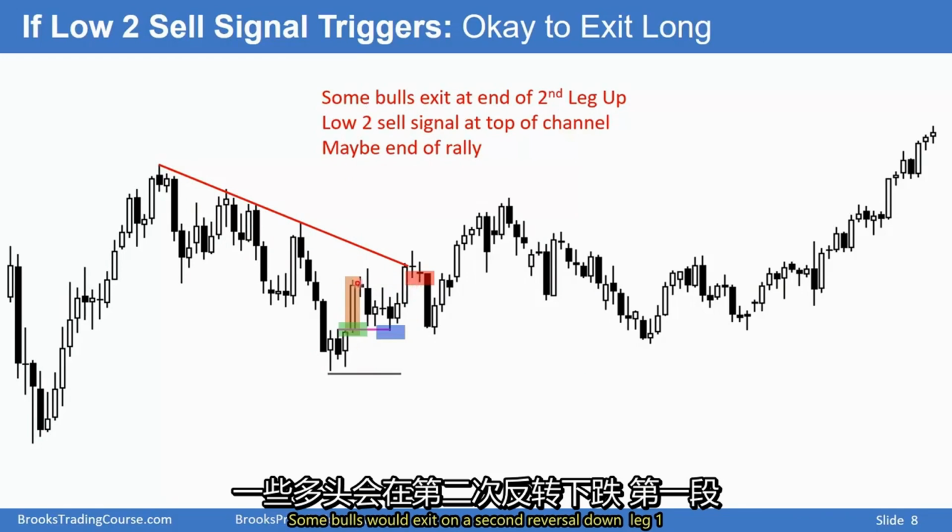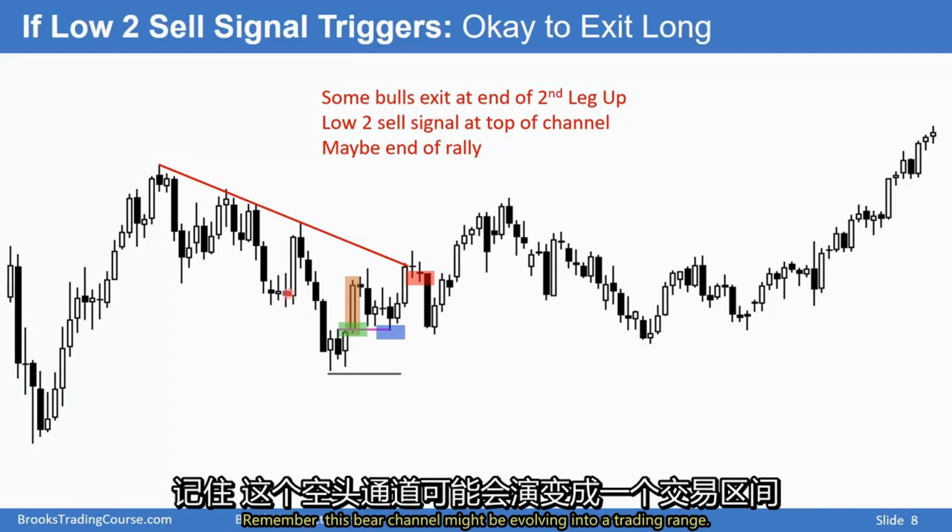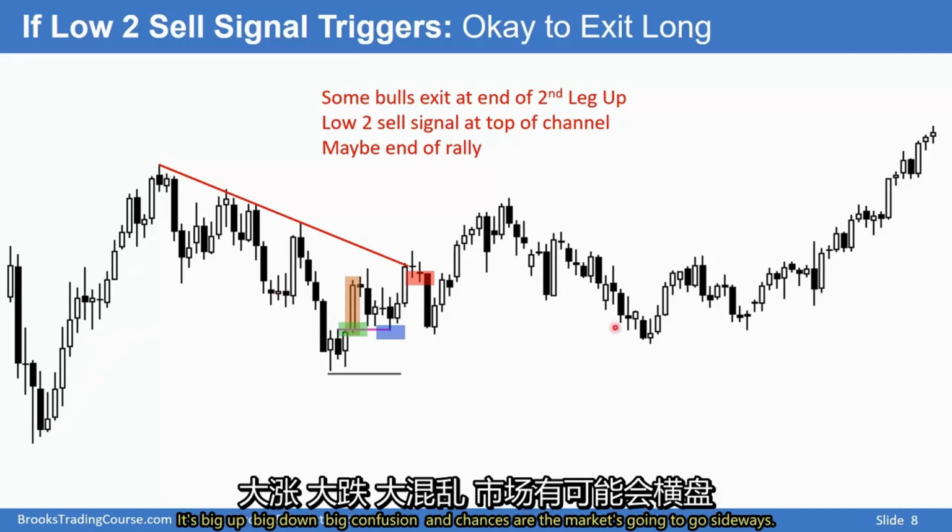Some bulls would exit on a second reversal down, leg 1, leg 2, betting that maybe we'll be in a trading range instead of a bull trend. Remember, this bear channel might be evolving into a trading range. It's big up, big down, big confusion, and chances are the market's going to go sideways.